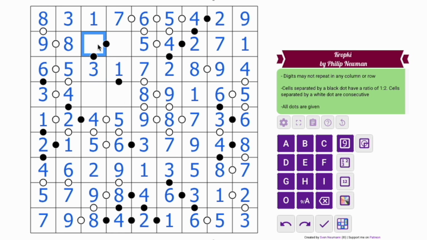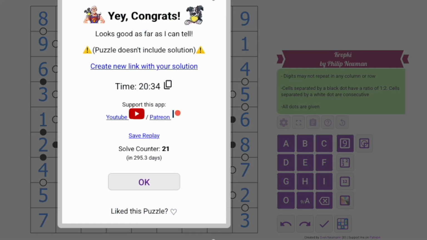3 is on a black Kropki, so that's a 6. 6 is double the 3. And we've never used the all dots are given, I'm realizing, and might have been able to short circuit some of that, but I haven't needed it. 1 doubled is 2. And finally, the last cell to place is a 7. And that is how we solve a Kropki.